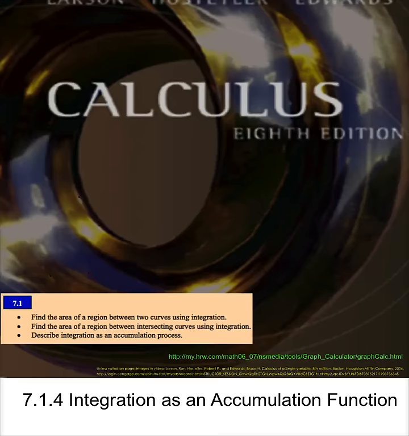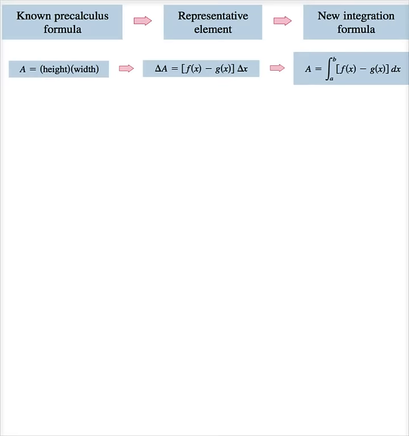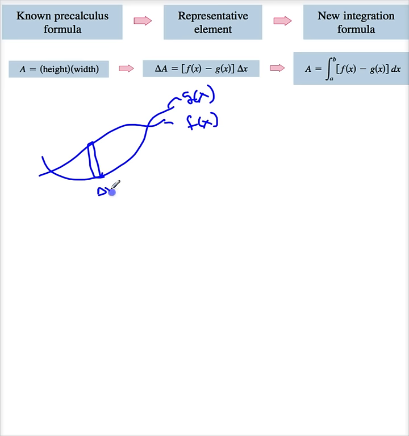Integration, as you recall, is also often interpreted as an accumulation function. Now, for our functions, what we've been doing is we start with some known pre-calc formula, like the area of a rectangle. So we draw our curves. All right, this is f of x, and this is g of x. And you draw a representative rectangle. So this is delta x, and this is your height. And so the area of a rectangle is height times width, or h times delta x.